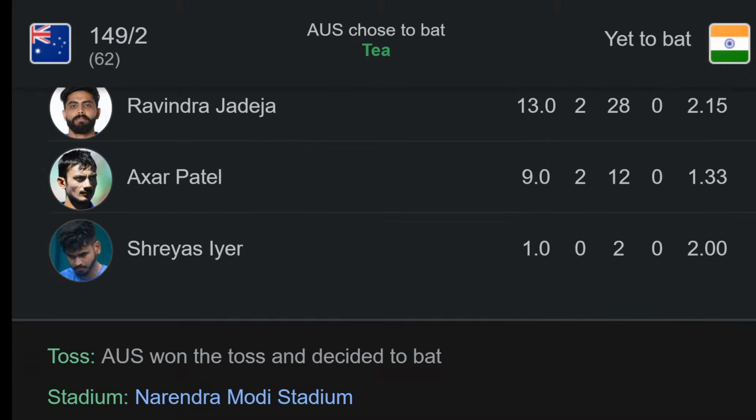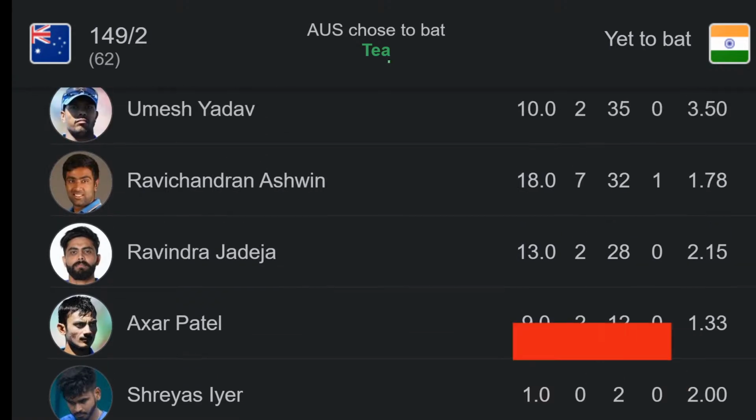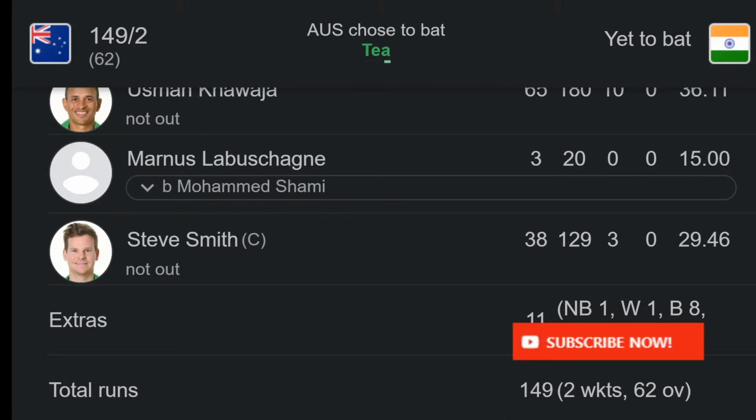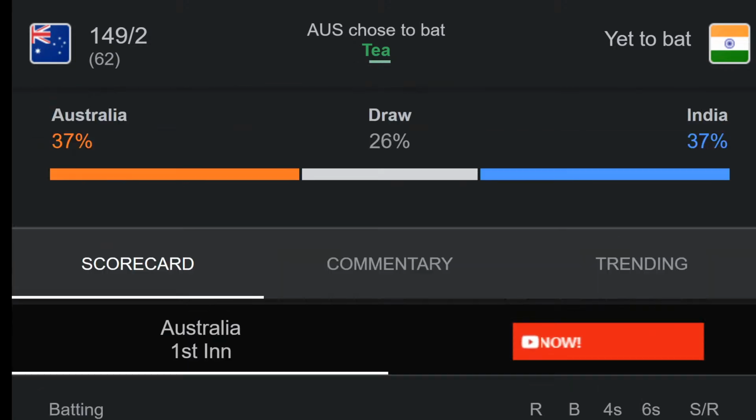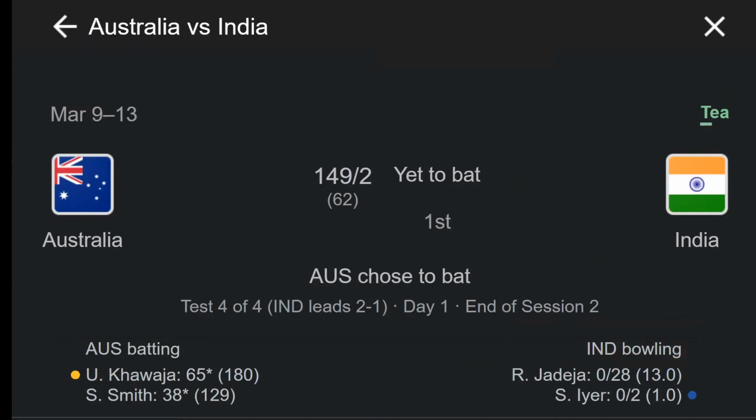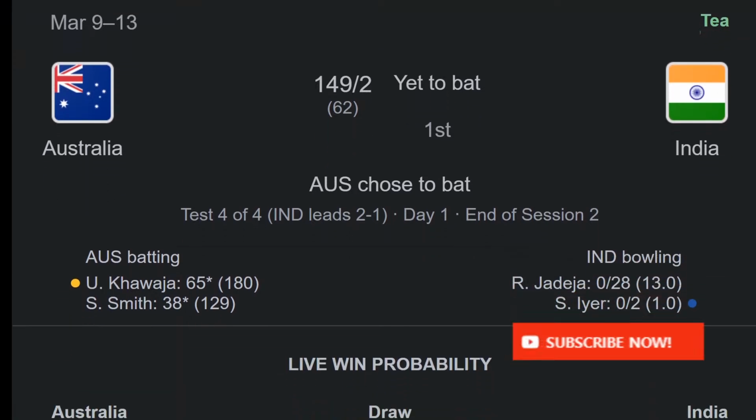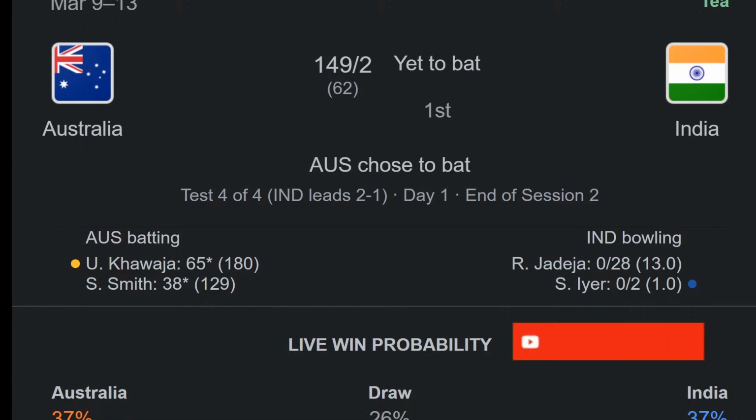Australia won the toss and decided to bat first. It's the fourth Mastercard Test match between India and Australia. India won the first two tests, and Australia won the third test. And this is the fourth and final test of the Border-Gavaskar Trophy.